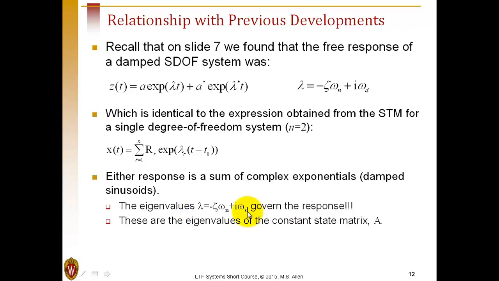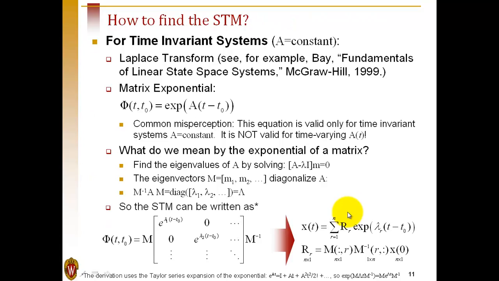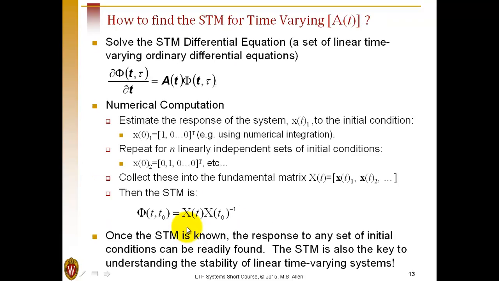And for a time invariant system, those eigenvalues are the eigenvalues of the state matrix A, but notice they're also the eigenvalues of the state transition matrix, or they're related to the eigenvalues that we would get if we diagonalize the state transition matrix.